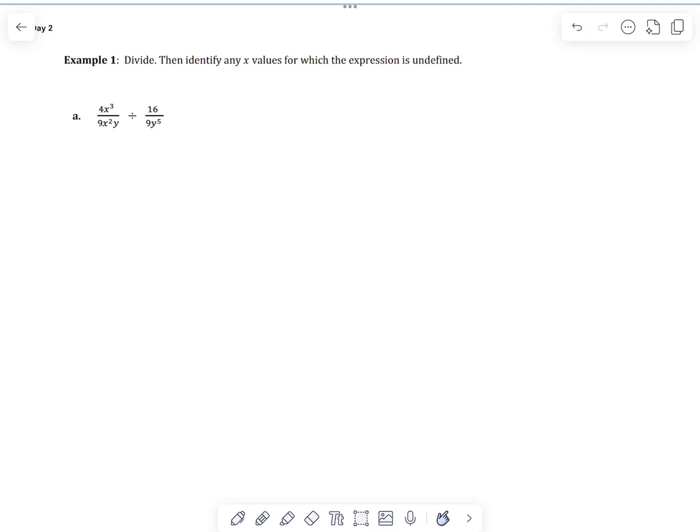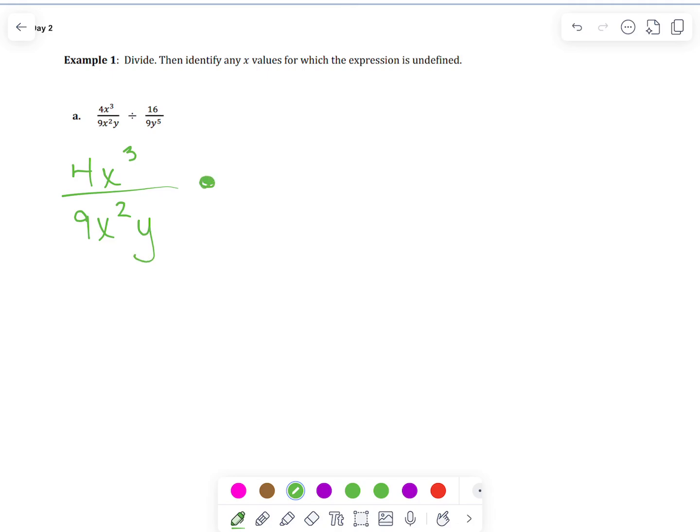So our first rational expression is 4x to the third divided by 9x squared y. And then we're dividing it, so I'm going to go ahead and change that to multiplication, and then I'm going to flip that second fraction. So I've kept the first fraction, I've changed to multiplication, and then I flipped the second fraction.